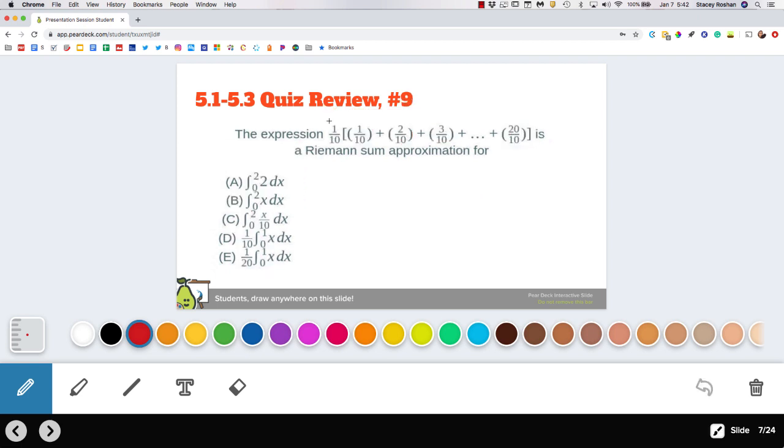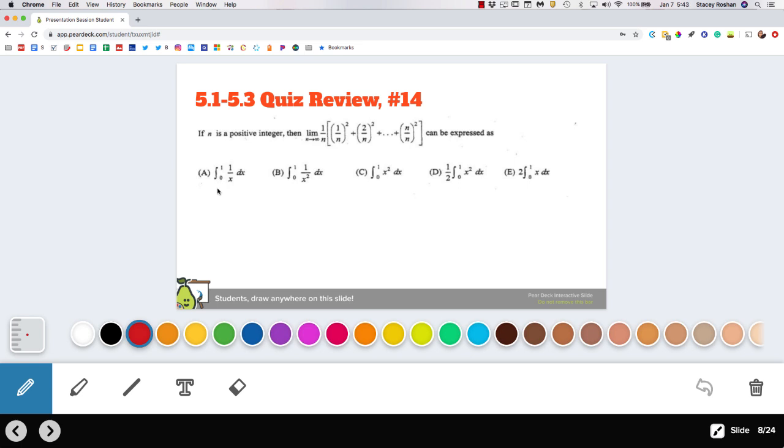Now let's do another one. So in this one, our delta x is going to be 1/10, and we're going from 0, right? Because it's 0 plus 1/10, 0. The next one's going to be 1/10. The next one's going to be 2/10. And now we're going to 20 over 10, which is 2. So in this one, we're going from 0 to 2. Nope, can't be this one. Nope, can't be this one. And what are we doing to each of these? Well, it looks like nothing's happening, right? We're not squaring it. We're not taking the square root. It is just itself. It is just x.